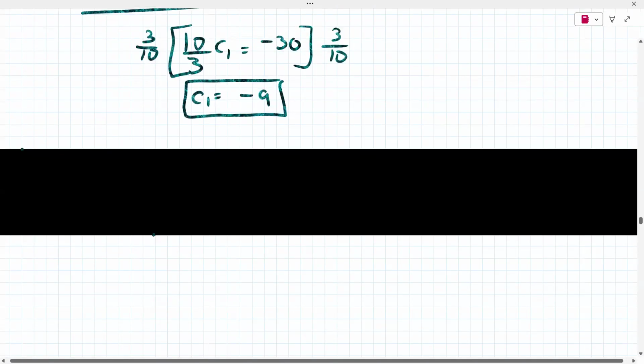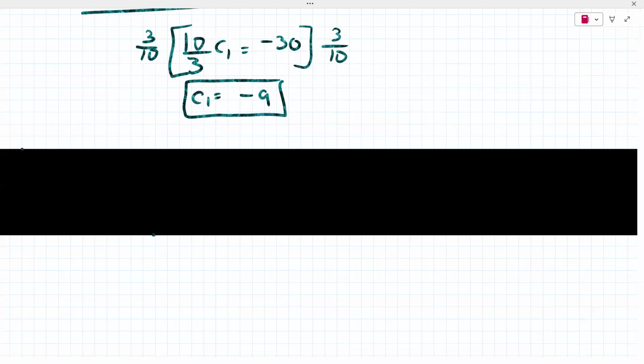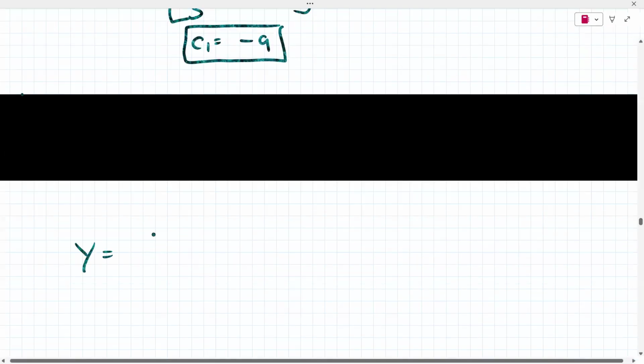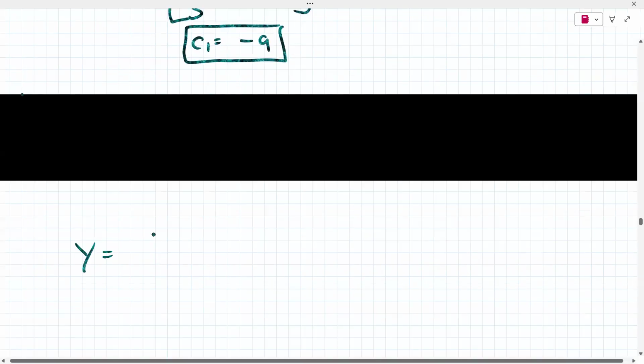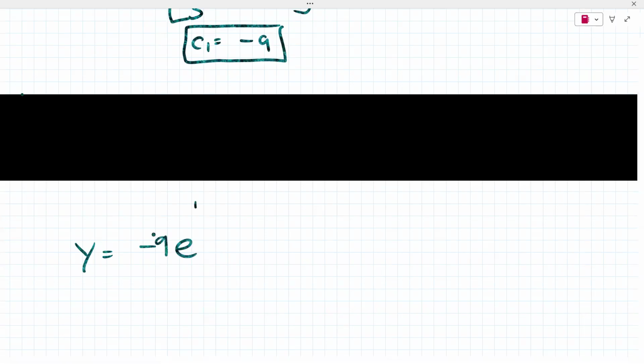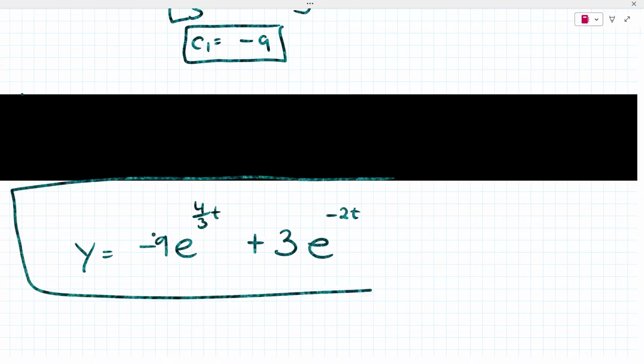Okay, so we have our C1, C2, and our two roots. So our final solution of this problem is going to be y equals, did I make a mistake? I think I did. Oh no, I did not. I was just looking at my solution. So my y is going to be negative 9 e to the 4/3 t, plus 3 e to the negative 2t. And that is our final answer.